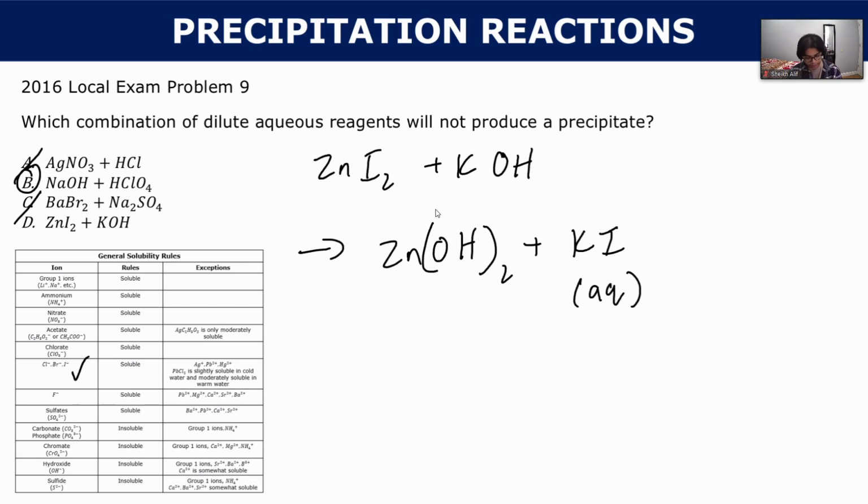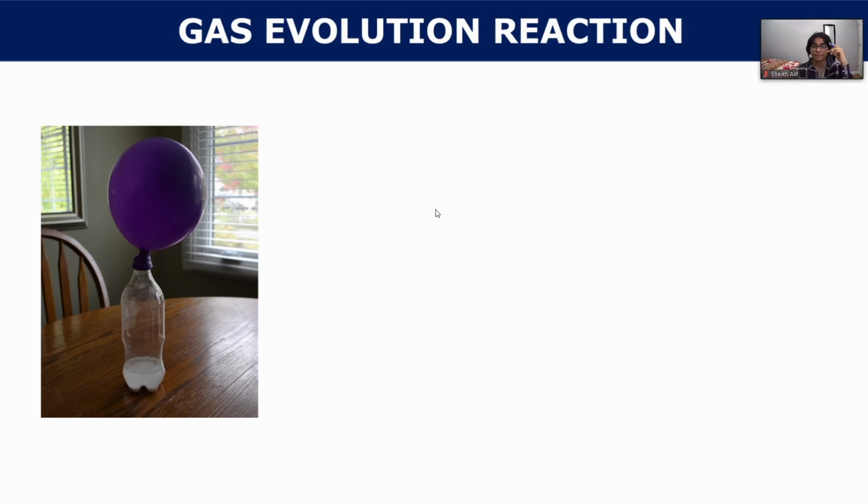Let's take a look at zinc hydroxide. We have rules for hydroxide here, and hydroxide is always insoluble unless it's with a group 1 ion, strontium, barium, and calcium is somewhat soluble, but zinc is not one of those exceptions. And that means that zinc hydroxide is a solid, and that means that it produces a precipitate, and D is not the right answer. And as we determined, B is going to be the right answer. And we are correct. Let's move on to gas evolution reactions.